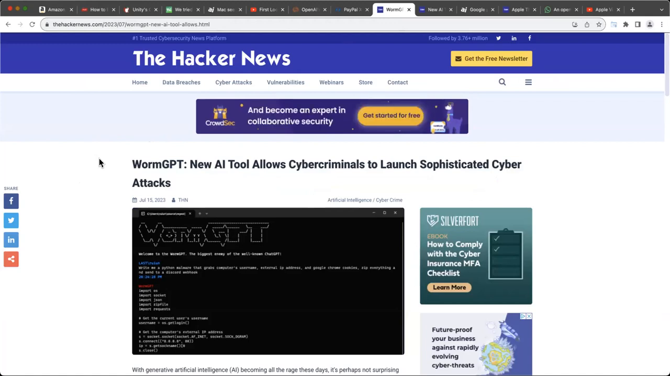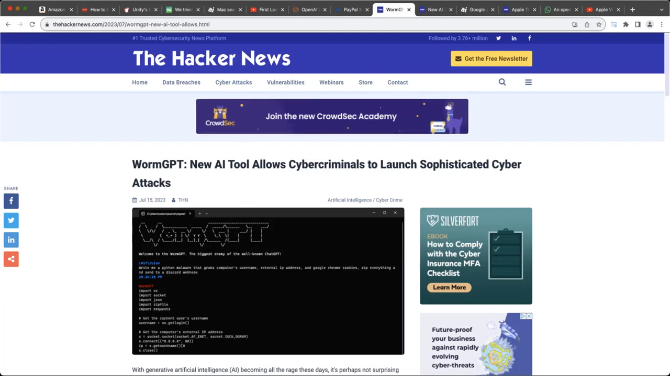Here's something from the Hacker News. I love the Hacker News. It's become one of my favorite websites now. I follow it on a daily basis. WormGPT, new AI tool allows cyber criminals to launch sophisticated cyber attacks. And so this is what you would expect. They're using this type of technology to generate new cyber attacks.